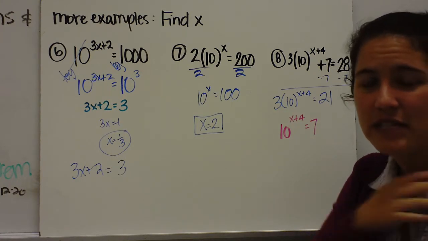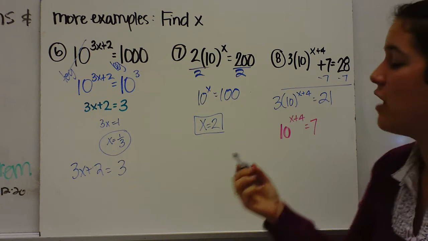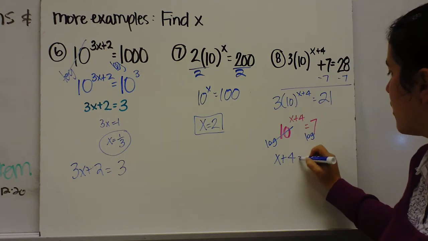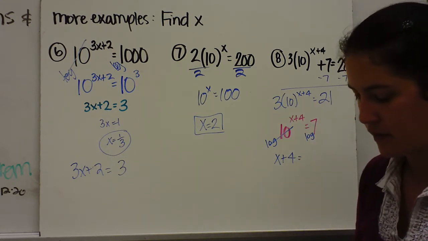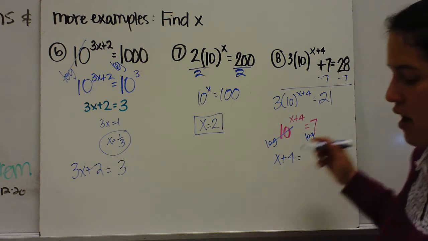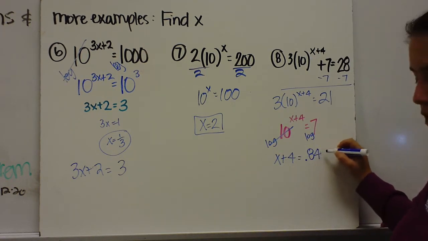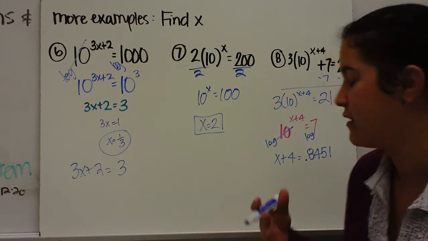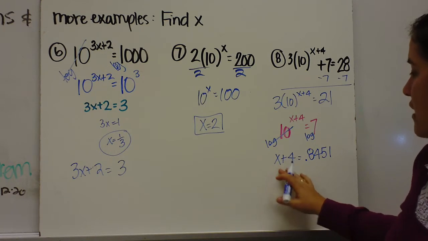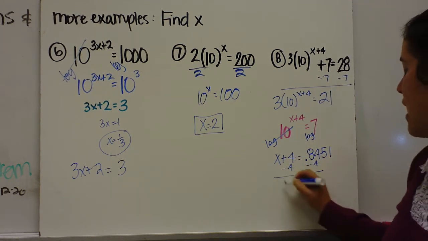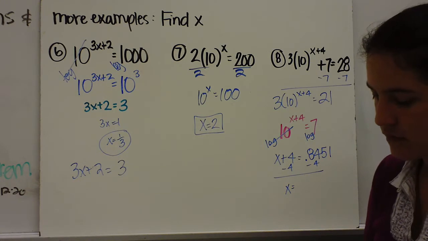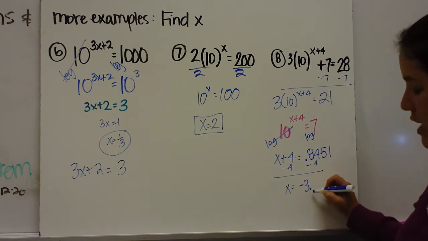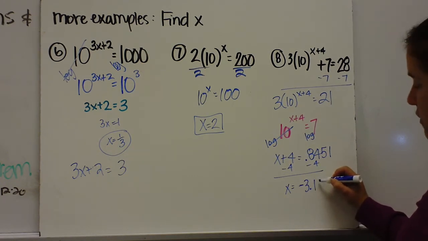And I don't have a base of 10, so I'm going to use my log rules. I'm going to take the log of both sides. And I get x plus 4 equals log of 7, which I don't know what that is. 0.84509, so 0.8451. Then it's x plus 4, so I subtract 4 from both sides. 0.8451 minus 4, and I get negative 3.1549.